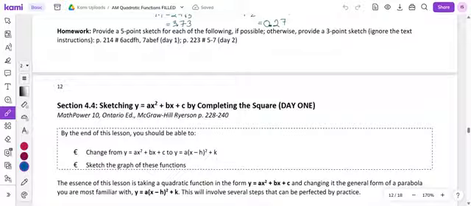So on your quiz, you've shown me that you know how to graph, given the equation of a parabola.